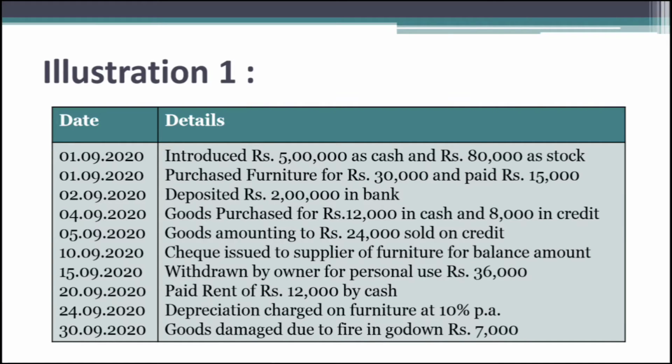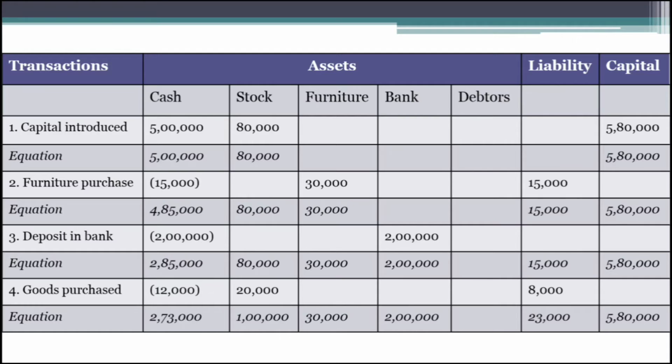Next, goods purchased for rupees 12,000 in cash and 8,000 on credit. Now let me know the total amount of goods purchased. Yes, it is 20,000. So goods purchased are rupees 20,000 but cash is moved out of the business by rupees 12,000 and liability is increased by 8,000. Correct? And the equation is balanced again.